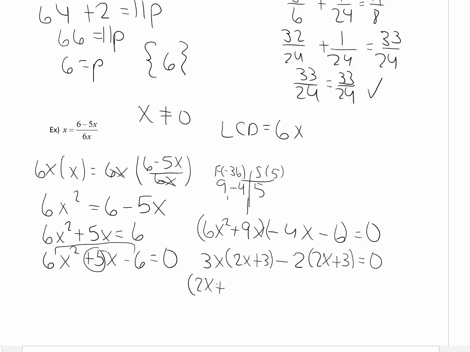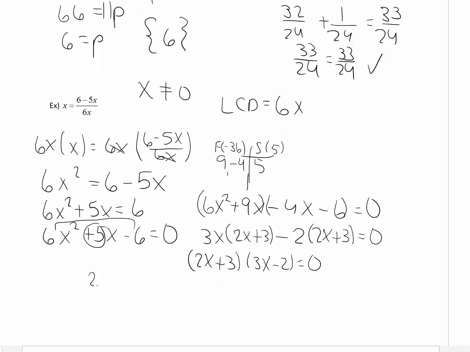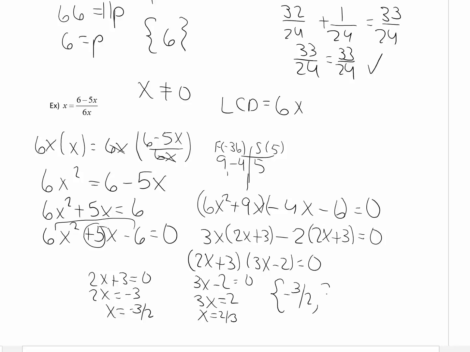Factor again, and then set each factor equal to 0. So our solutions are negative 3/2 and 2/3. Now, I will not check it in this video, but you will want to go back and verify that both of these are solutions to this equation.